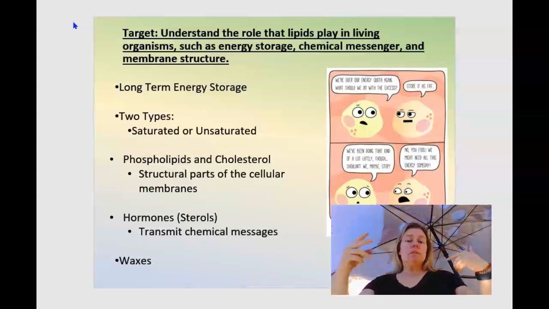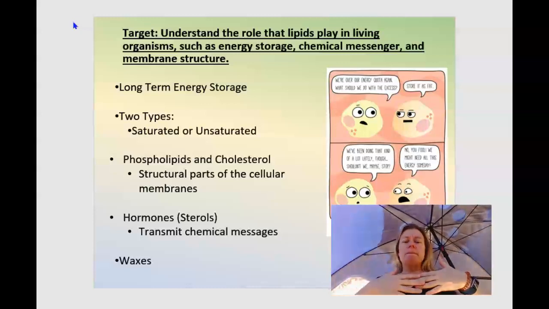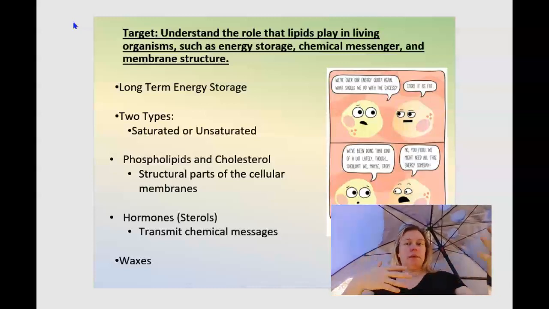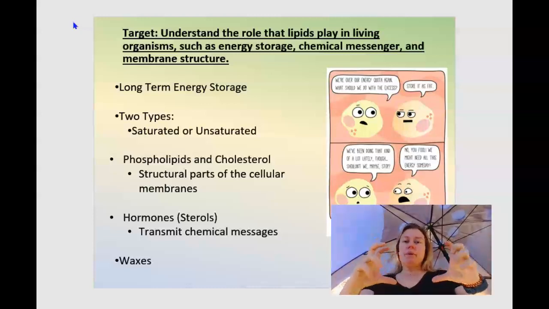There are 2 types, saturated and unsaturated. I'm sure you've heard those terms before. We're going to delve into what those 2 mean. There are phospholipids, like we said, the cell membrane, and cholesterol. Those are both parts of the cell membrane, and I know, like I said, we're going to dive into all that in Unit 3, but just understand that without phospholipids and cholesterol, cells, life, everything wouldn't exist the way that it does now.